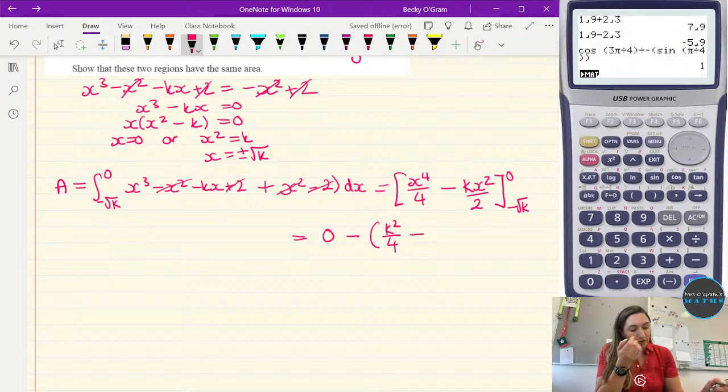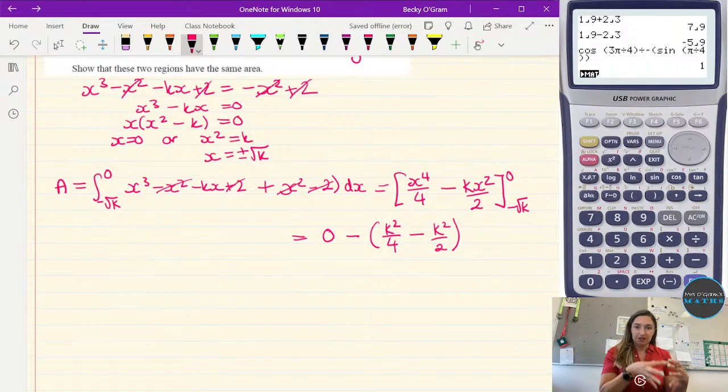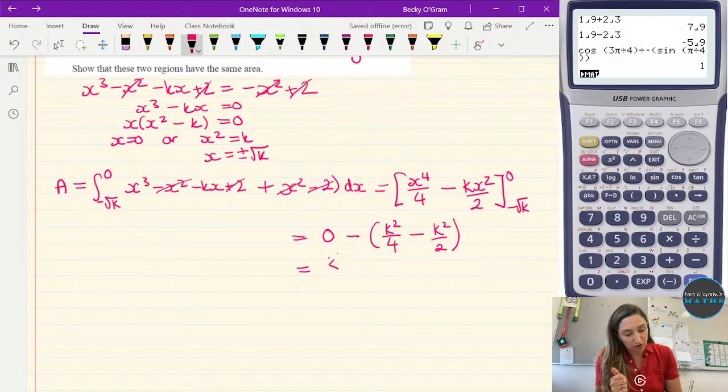Now, if we put it into the squared, minus root k times root k is k, and then we've got another k to times it by, so that's k squared over 2. So we have a quarter minus a half. That's going to be a negative quarter, and then times it by the negative makes it a positive quarter times the k squared. So this will be a quarter k squared, or k squared over 4.